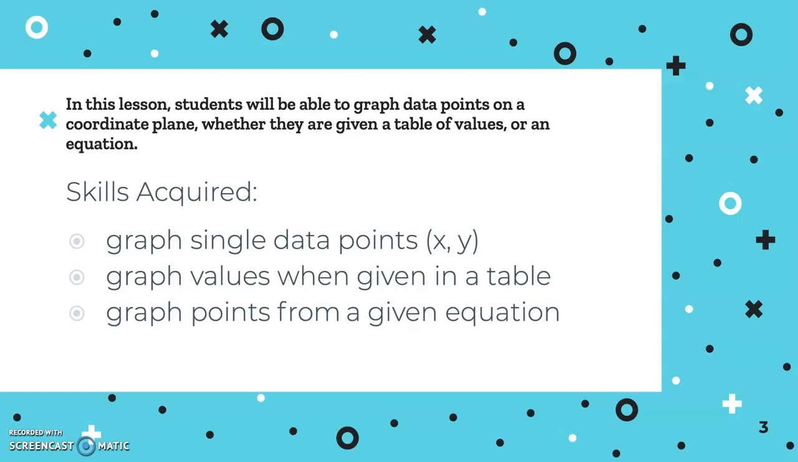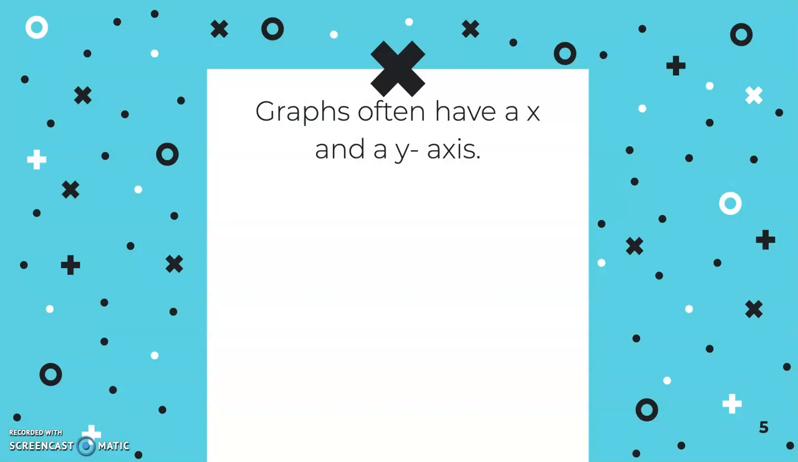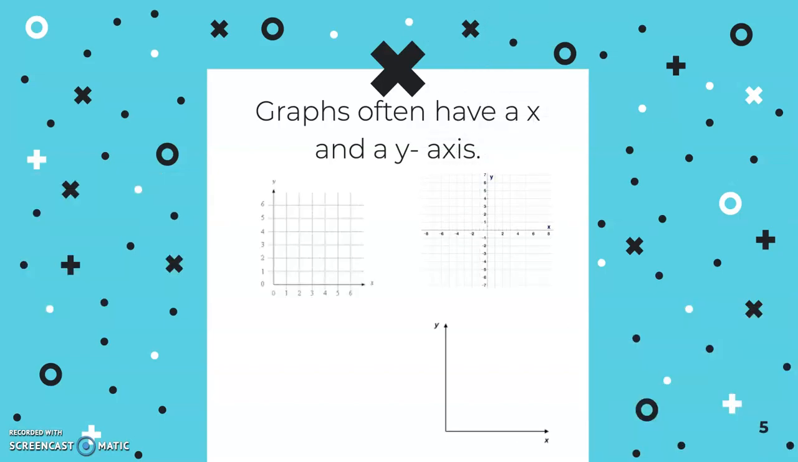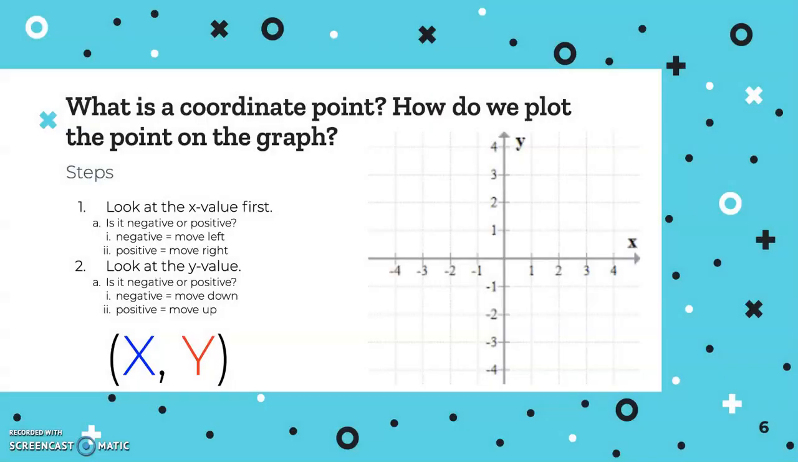Let's move on. So what does a graph look like? Let's start with labeling the axes. Graphs often have an x and y axis, and sometimes in advanced math they'll have a z. You don't need to worry about that just yet. But graphs can have 2 corners, 1 corner, or even 4 corners. It doesn't matter how many corners you have, but remember that graphs can be drawn differently with different scalings as well.